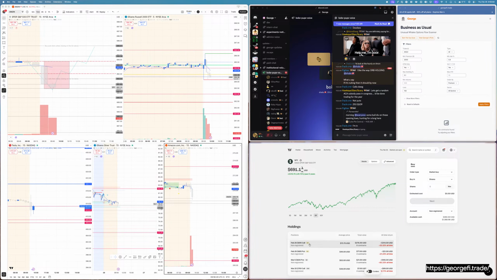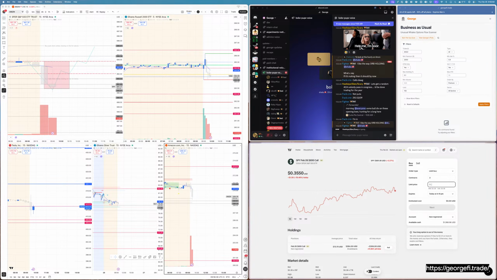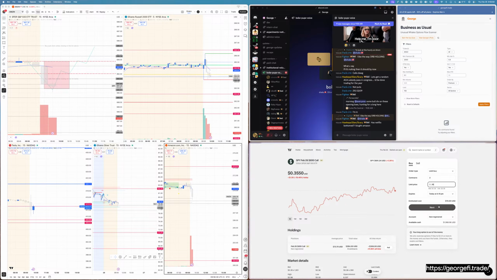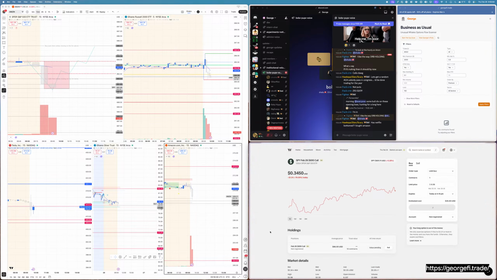And I want to see if I want to add more so I can get to 10 contracts, which is what my usual strategy is. If I can get it at 35, that would be kind of ideal. And let's see if that filled. It probably does. Then I'll have 10 contracts. And I'm happy with that risk and reward.